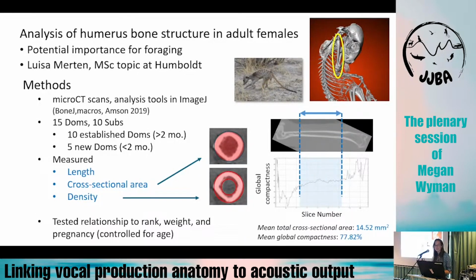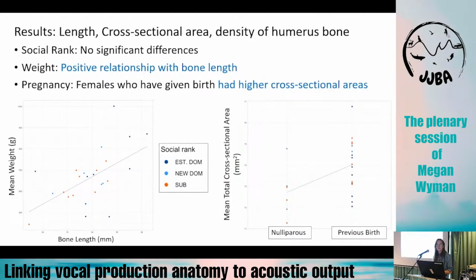And these are collaborators who are doing measurements in other parts of the body, so they measured change in the humerus bone here, and they found a positive relationship with bone length, and the females who gave birth had higher cross-sectional areas.